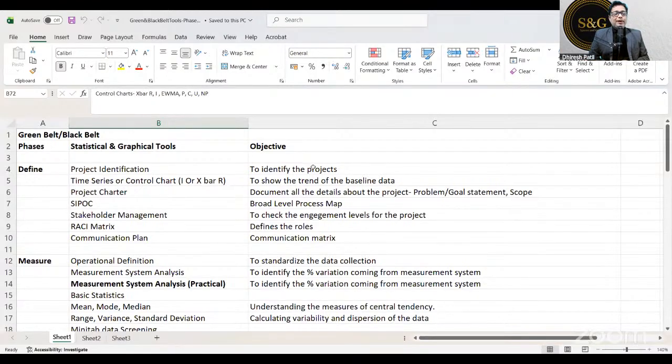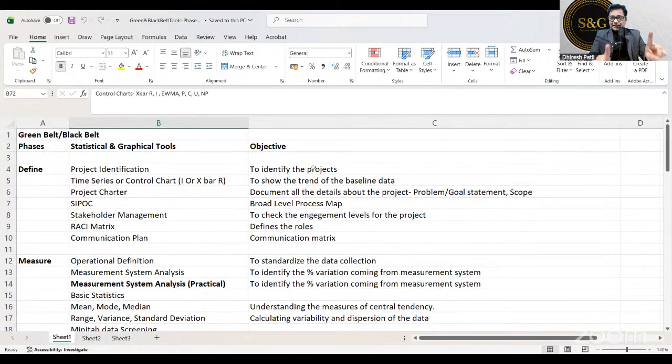So what I'll be covering is the logical sequence within this define, measure, analyze, improve, and control. What are the tools which we are using? In what sequence we have to use them? What is the logic behind it? What is the objective of each and every tool? That is something which we are going to understand.